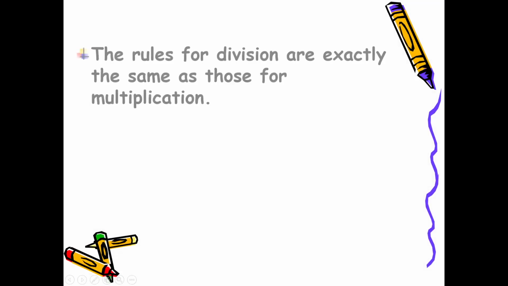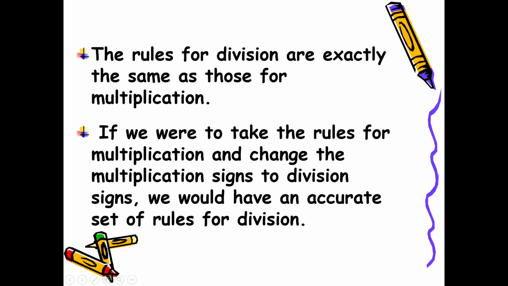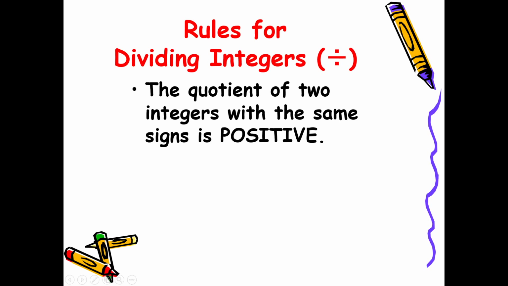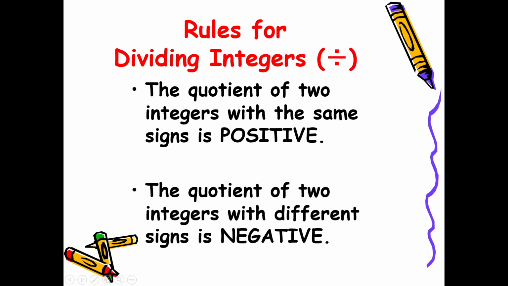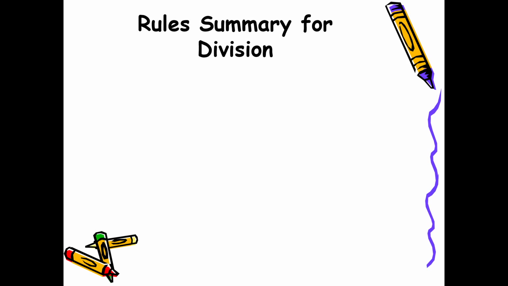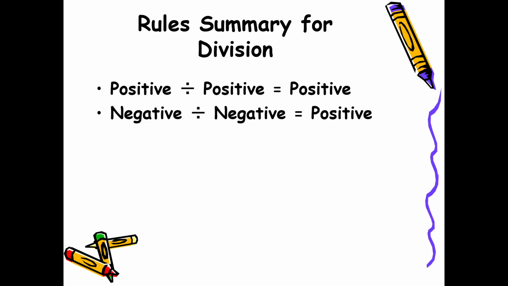So, here we go. Take note, the rules for division are exactly the same as those for multiplication. What is the rule when you divide two integers with the same sign? It's always positive. When you divide two integers with different signs, they are always negative. What is positive divided by positive? Positive, sir. Negative divided by negative. Positive, sir. Positive divided by negative.